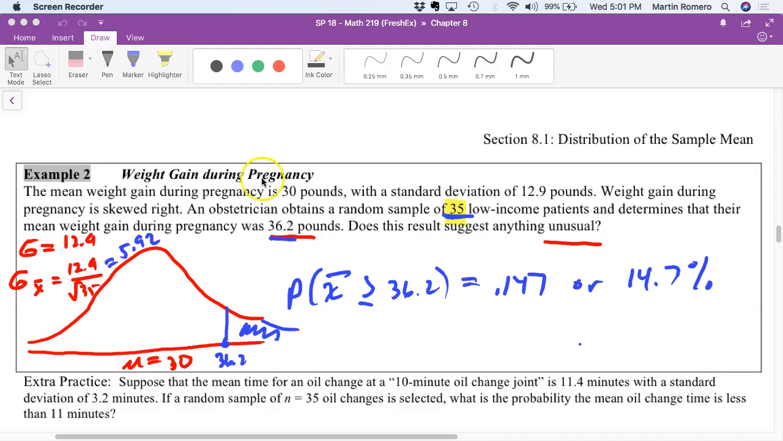Here's a population distribution, mean weight gain of 30, and the standard deviation is 12.9. Now, weight gain during pregnancy is skewed right. So an obstetrician obtains a simple random sample of 35 low-income patients and determines that there is a mean weight gain during pregnancy of 36.2 pounds. Does this result suggest anything unusual?